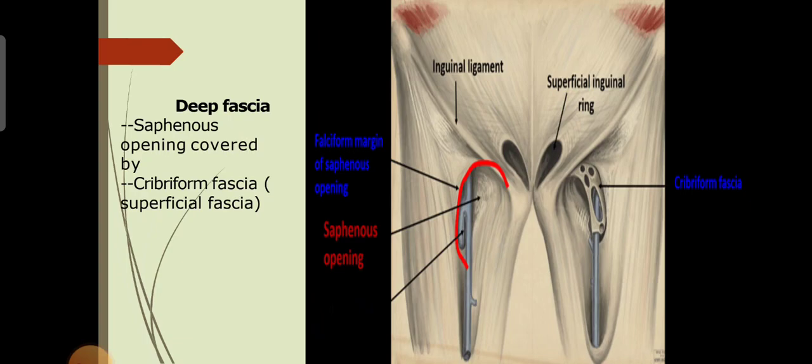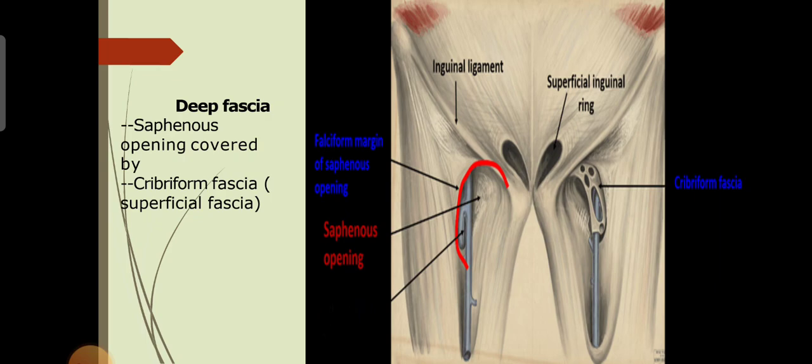Now the deep fascia, it is modified into the saphenous opening in the femoral triangle, as we can see. The margin which is more incurved in this femoral triangle is the falciform margin of the saphenous opening, which is lying on the lateral aspect.